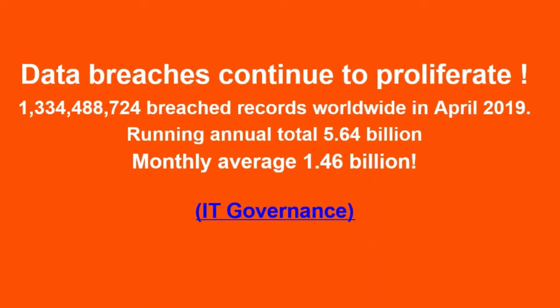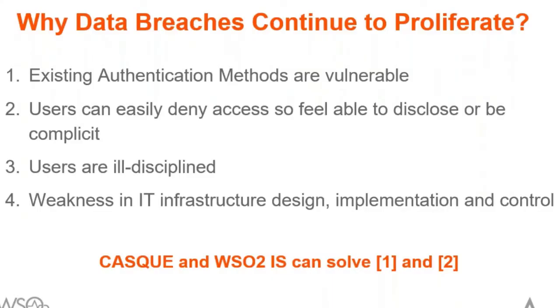These alarming statistics show that the number of data breaches continues to increase. There are many reasons. We think these are the most important. The good news is that we can prevent inherent vulnerabilities in current authentication methods, and we can make it very difficult for users to make the repudiation of disclosure defense: I have been innocently and unknowingly compromised.